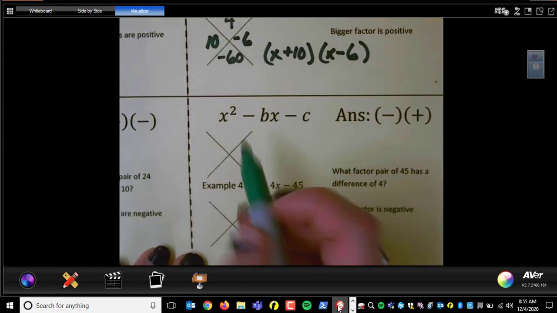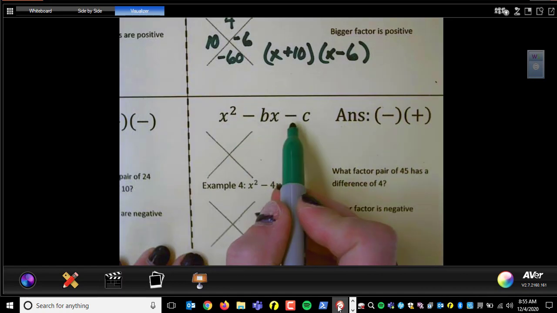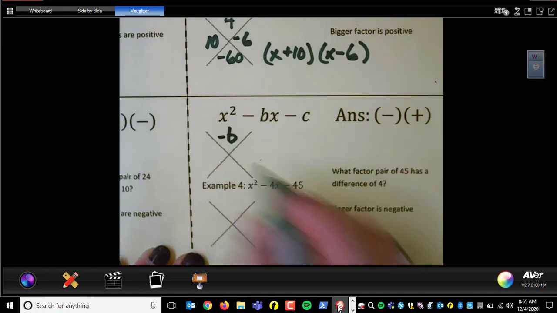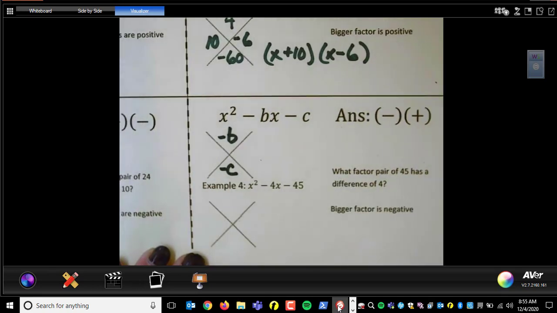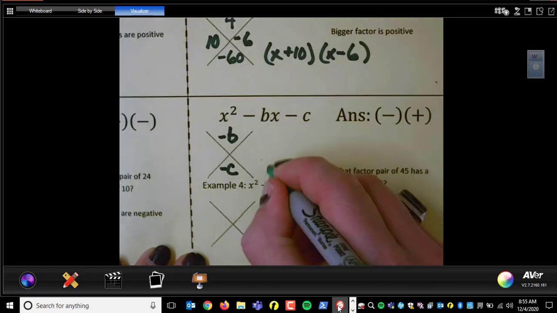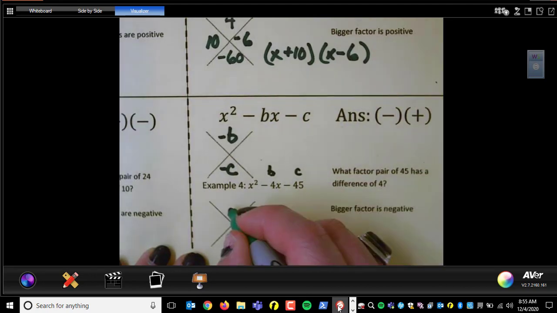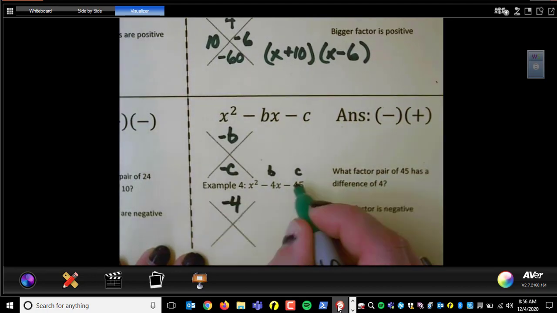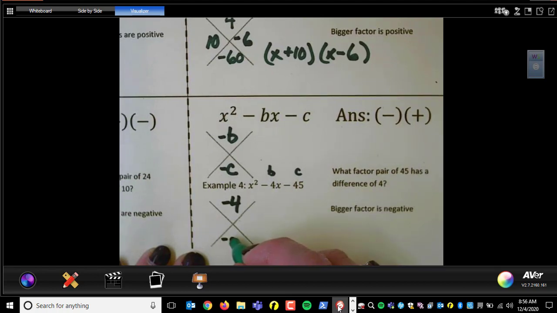This one, the middle term is negative, your constant is negative. All right, so we're going to have negative b and negative c. So let's see what it says. What factor pair of 45 has a difference of 4? All right, so let's get everything in the right spot. B always goes on top. That's the coefficient of your middle term. Your C goes on the bottom.